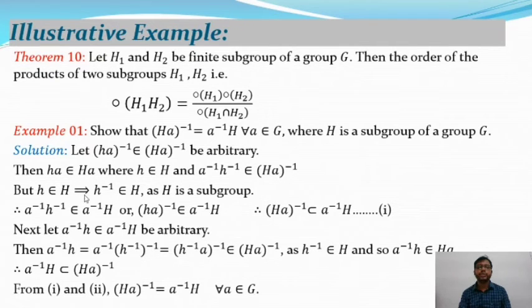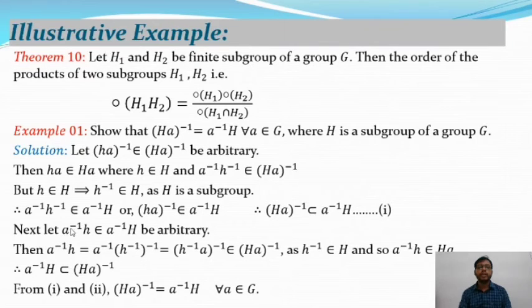But h belongs to H implies h inverse also belongs to H. You know that H is a subgroup of G, so H is itself a group, and it satisfies the inverse property as well. So if h belongs to H, then h inverse also belongs to H. Therefore a inverse h inverse belongs to a inverse H. And you know that a inverse h inverse equals ha inverse, and it belongs to a inverse H. So Ha inverse is a subset of a inverse H, and we call this equation number 1.